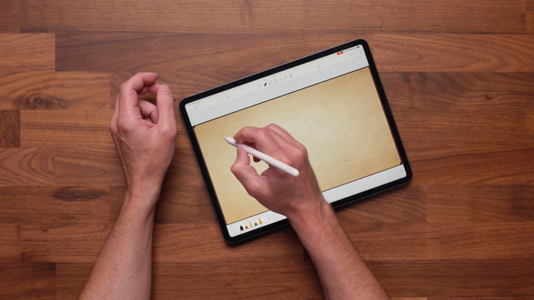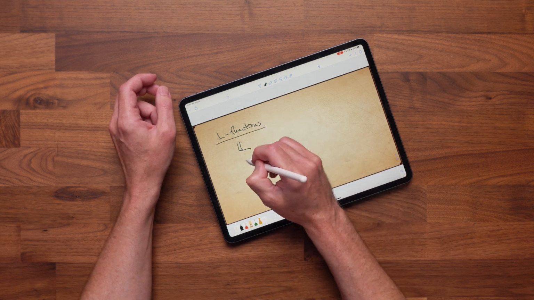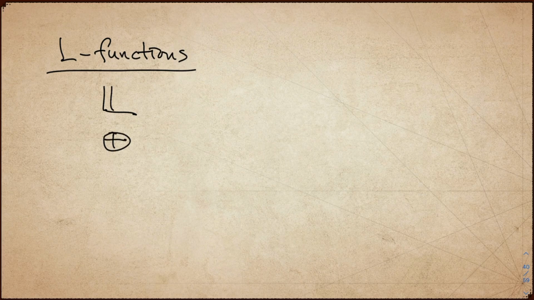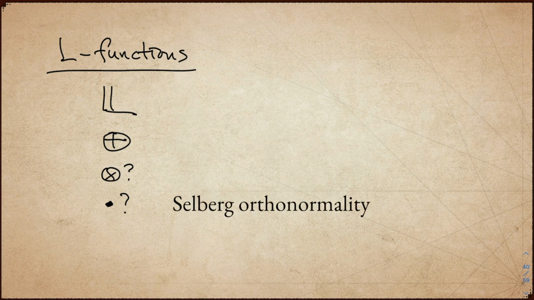Last time, we talked about the set L of all L functions. This set has an addition. Conjecturally, it also has a product. That would follow from Langlands functoriality. Conjecturally, it also has an inner product or scalar product. This would follow from another conjecture called Selberg orthonormality.